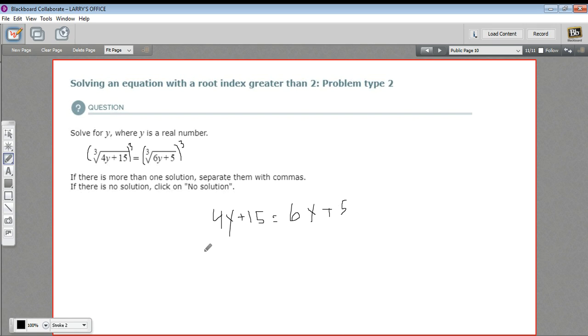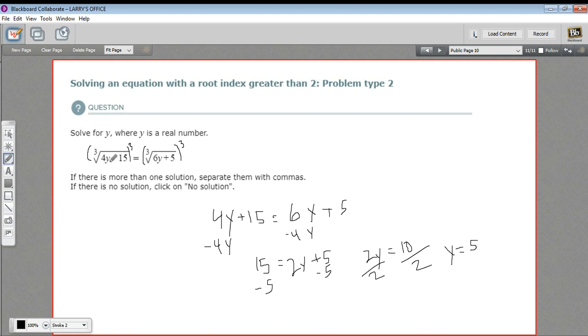So that looks pretty easy. Let's just subtract 4y to get the variable just on one side. So this will give us 15 equals 2y plus 5. And then we'll subtract 5, and we get, I'll rewrite it in the other direction, 2y equals 10. And then we divide by 2, and we get y equals 5. So this is a possible solution.